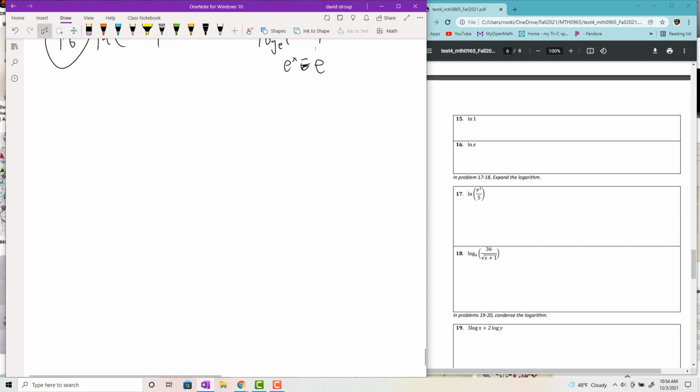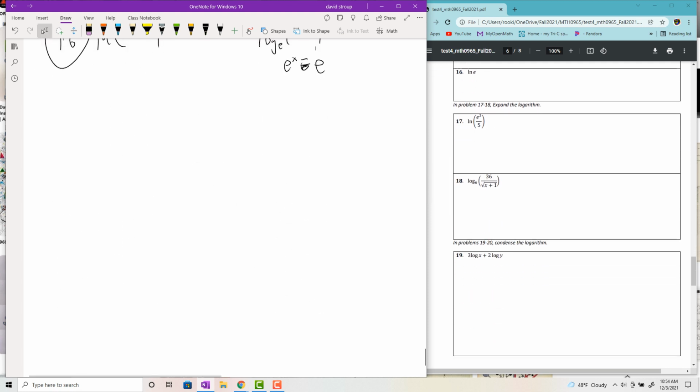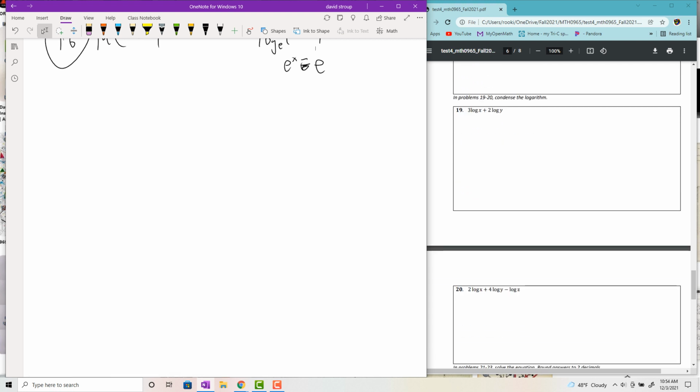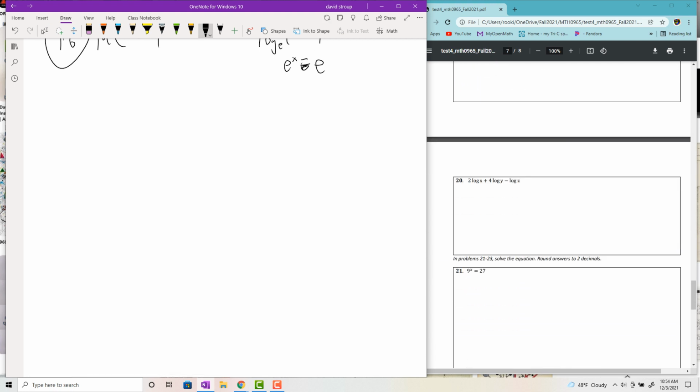Okay. Then you should know how to expand and condense logarithms. 17, 18, 19, 20. Any of those are fair game. Let's try number 20.